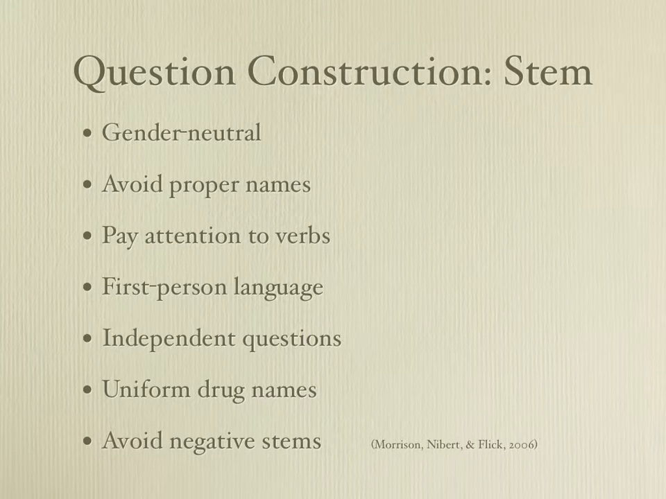So continuing on in question construction, you want to stay away from naming the nurse and or the patient, and instead use the nurse in the stem, or for the patient, maybe a patient who is diabetic, for example. Make sure that all the verbs are the same tense and that you use first person language. Also, all questions should be independent of each other. You don't want a student to have to go back and forth. If they're looking at question 15, they should not be going back to question 14 to answer question 15. And all of these come from Morrison, Nibert, and Flick.